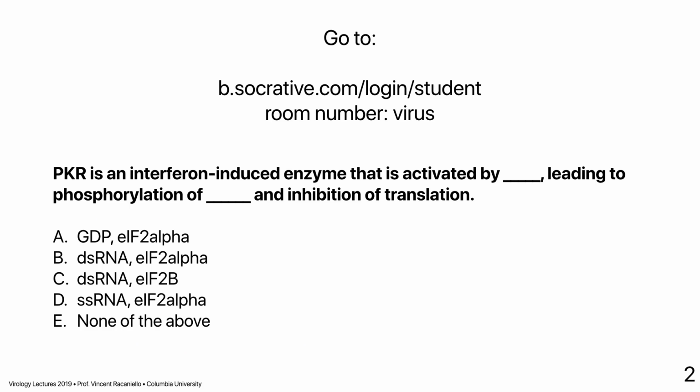Our next question. PKR is an interferon-induced enzyme that is activated by what, leading to phosphorylation of what and inhibition of translation? So fill in the blanks. GDP, eIF2 alpha; double-stranded RNA, eIF2 alpha; double-stranded RNA, eIF2B; single-stranded RNA, eIF2 alpha; or maybe none. B. So PKR is activated by double-stranded RNA, and it phosphorylates eIF2 alpha, and that inhibits translation. It doesn't phosphorylate eIF2B. eIF2B binds the phosphorylated eIF2 alpha irreversibly.